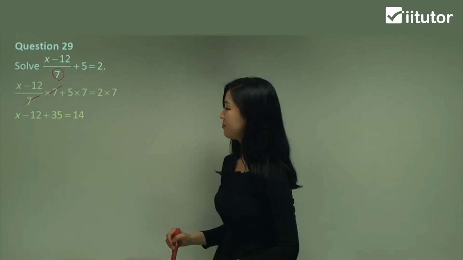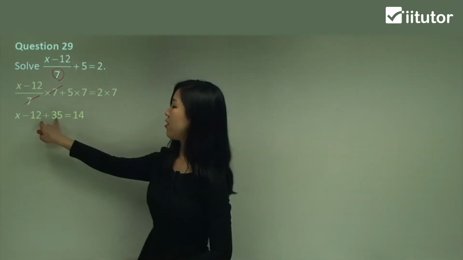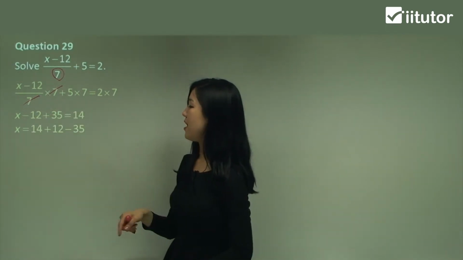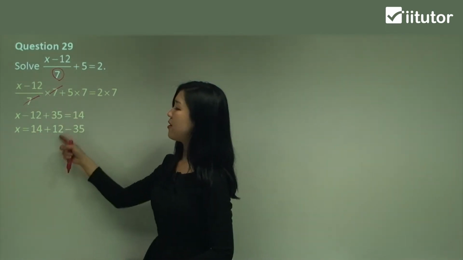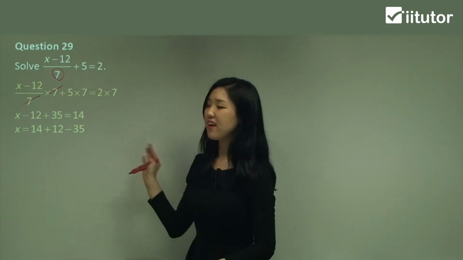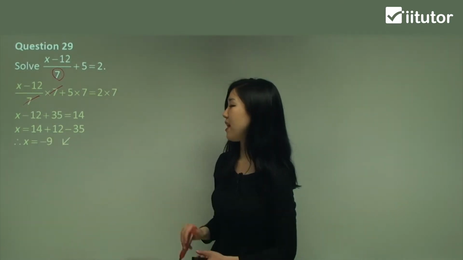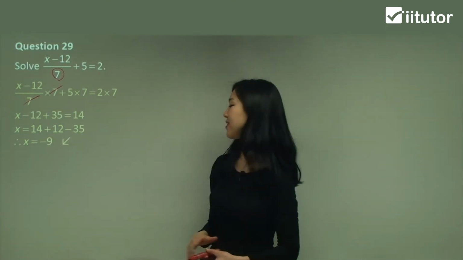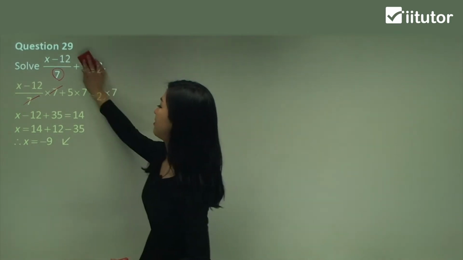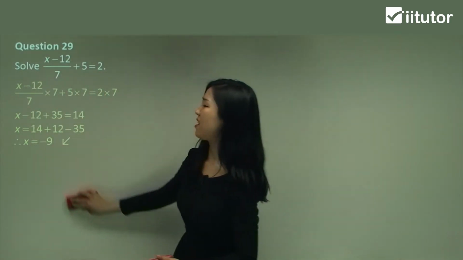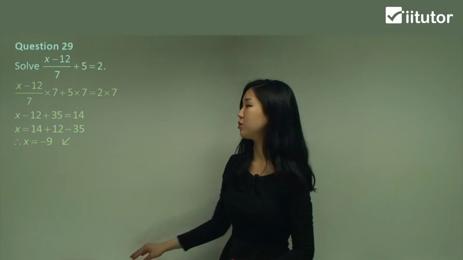Now, move all the constant numbers over to the other side. So I have 14 plus 12 minus 35. And you guys can calculate that. It should be negative 9. Alright, so that's the answer, negative 9. So after you get rid of the denominator, it's all very, very simple and logical.